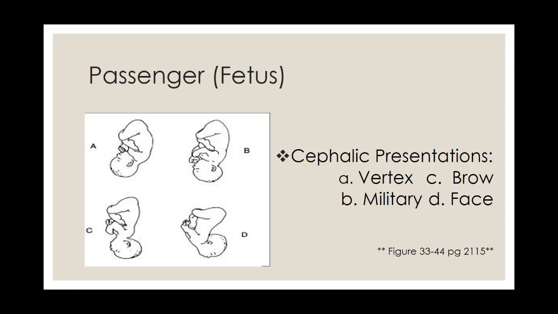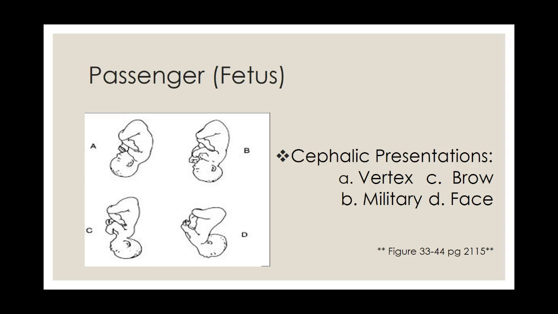Vertex position, the baby is completely flexed. The fetal chin is to the chest, and the smallest diameter of the head is presenting into the vaginal canal, which is really good, right? Because the fetal head is the largest part of the body. And we want to be able to push the smallest diameter through that we can, because that makes it easy on baby and easy on mom.